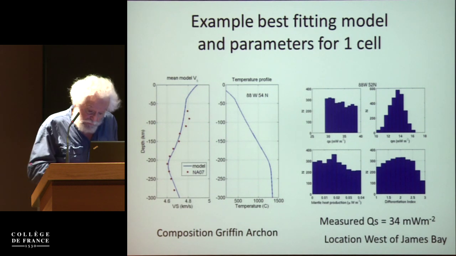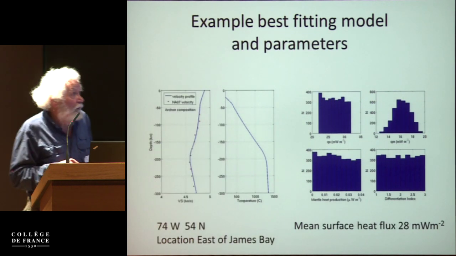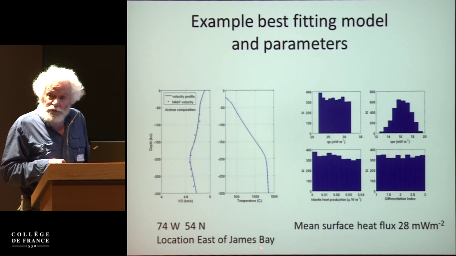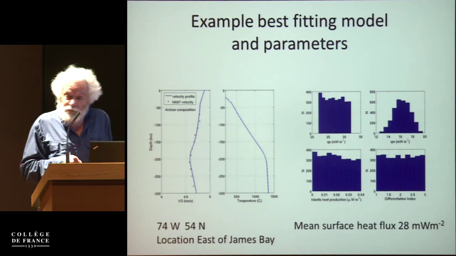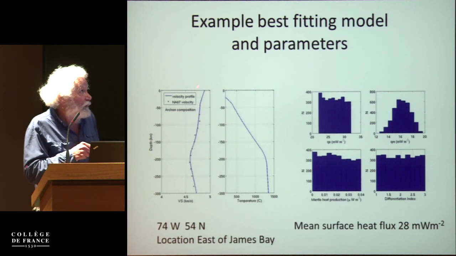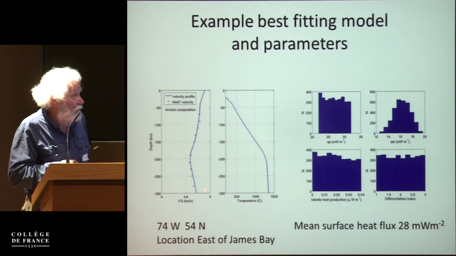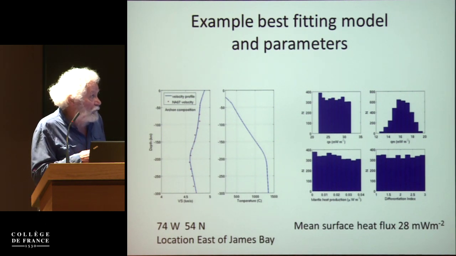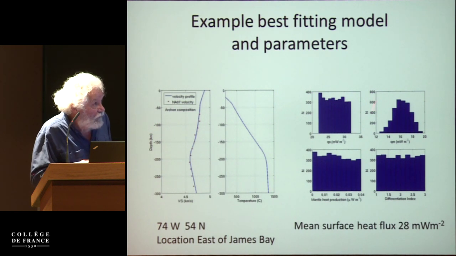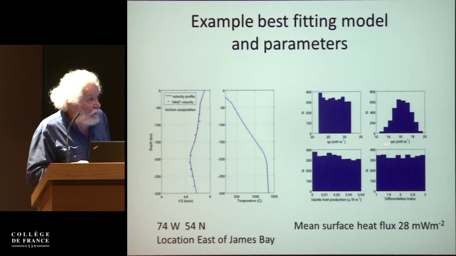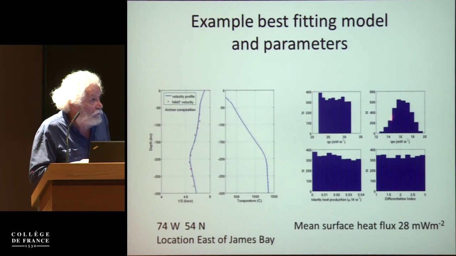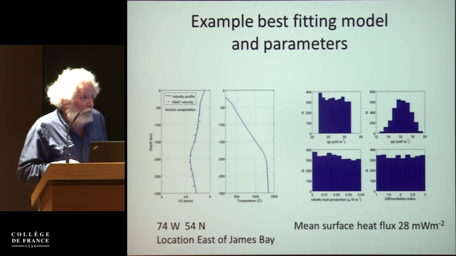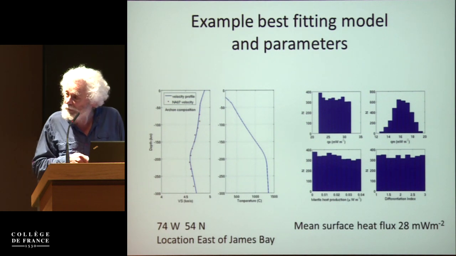Okay. We can look at a different site. Now we are east of James Bay, where the mean surface heat flux is 28 milliwatts per square meter. This is our best fitting model, the fit of the velocity profile with the data. And again, we see that mantle heat flux is fairly well determined, and we get 15 or 16 milliwatts per square meter, slightly higher, although the mean surface heat flux is a little bit lower.